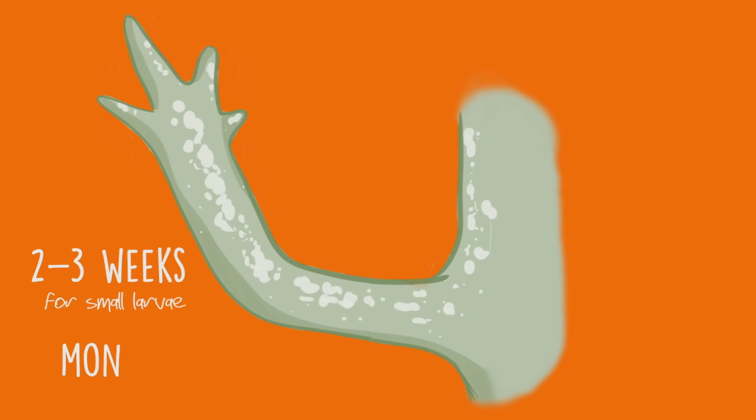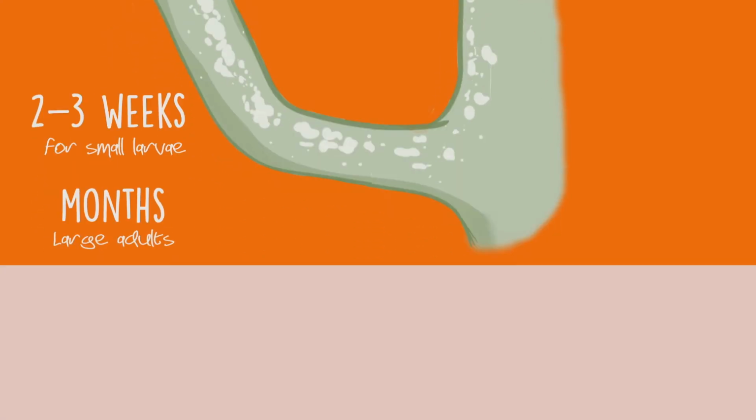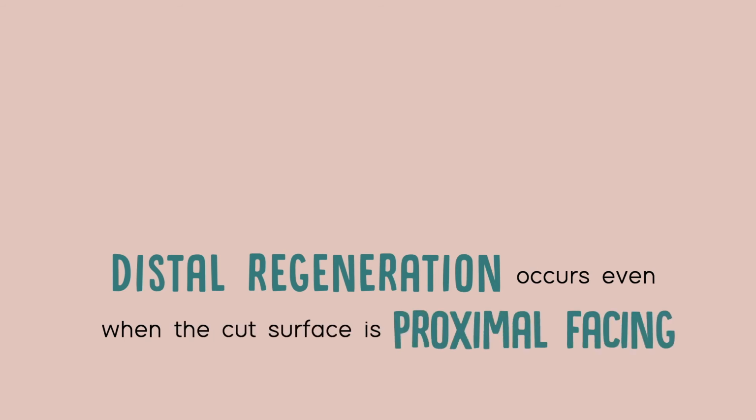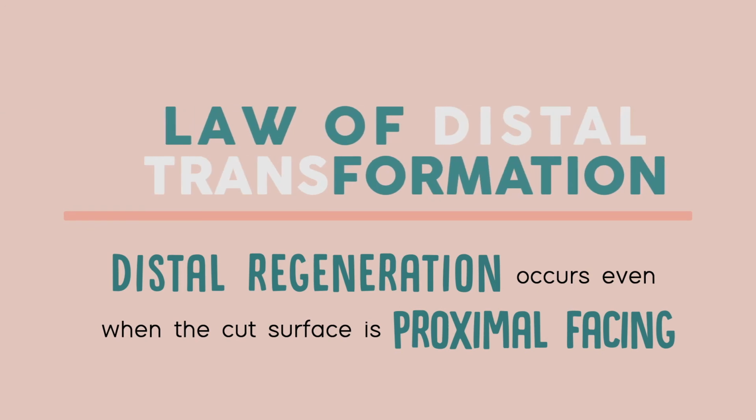Complete regeneration usually takes 2 to 3 weeks for small larvae and months for large adults. The pattern of the regenerate conforms with that of the stump, such that all parts distal to the cut are replaced. Distal regeneration occurs even when the cut surface is proximal facing. This is known as the law of distal transformation, which holds for all vertebrate and arthropod appendages capable of regeneration.